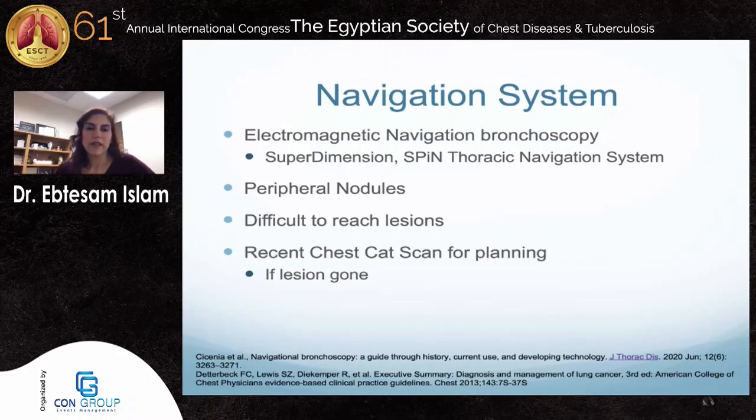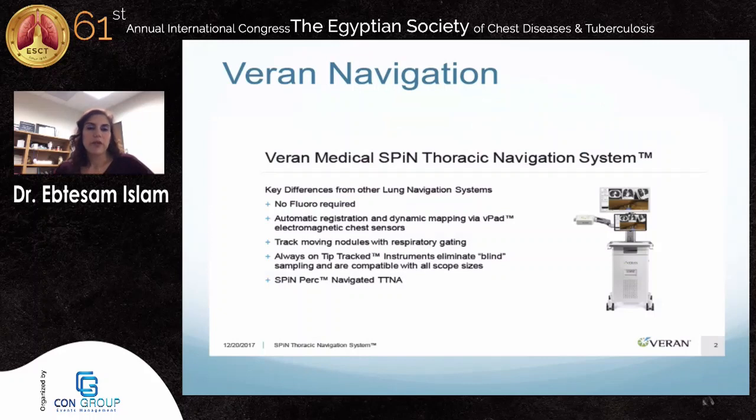Now, the nice thing about the navigation system is that usually we have our patients get a CAT scan the morning of the procedure. And so sometimes you will actually have a patient who got the CAT scan and whatever lesion you were looking at is now gone. So it saves the patient an extra procedure and we can send them off on their way. But you can also see if that lesion has grown and it helps you to map it. So here at the university, we use the Veran Medical Spin Thoracic Navigation System.